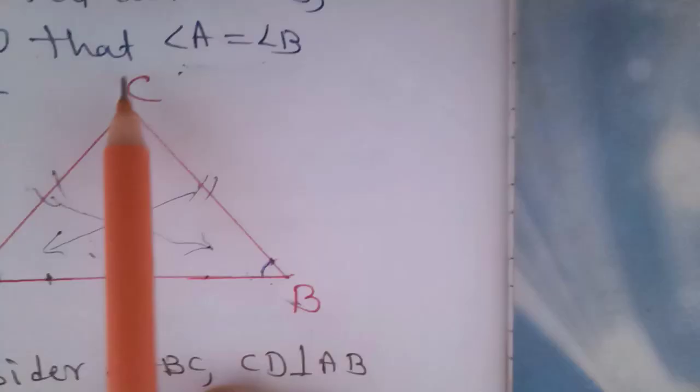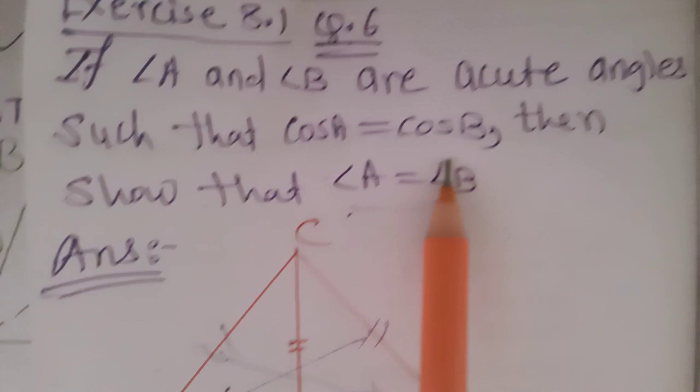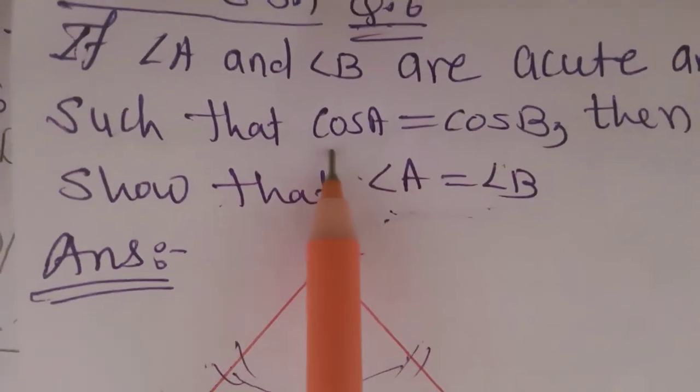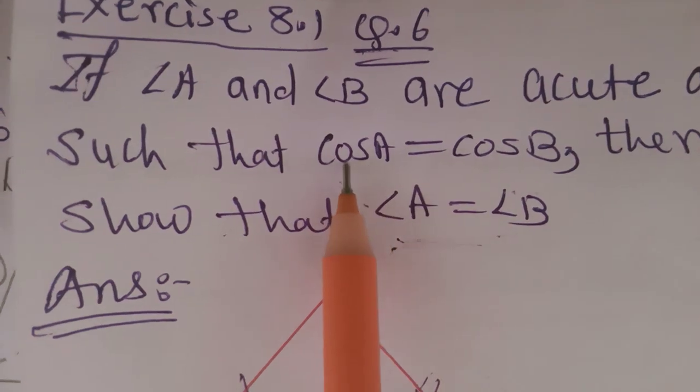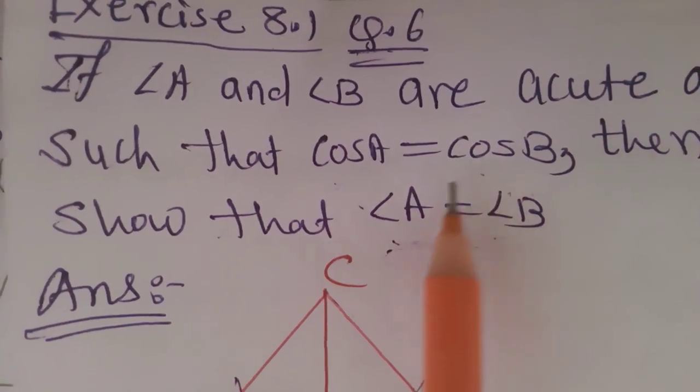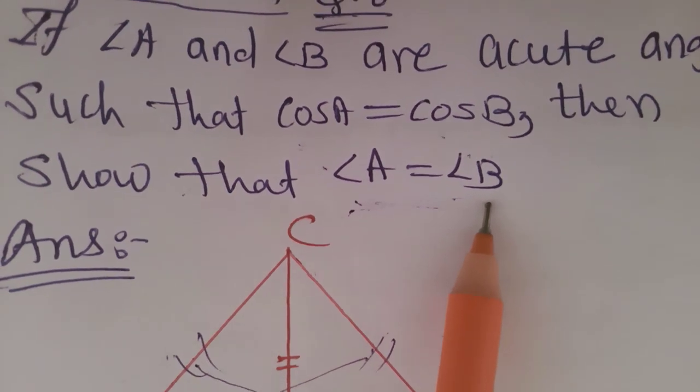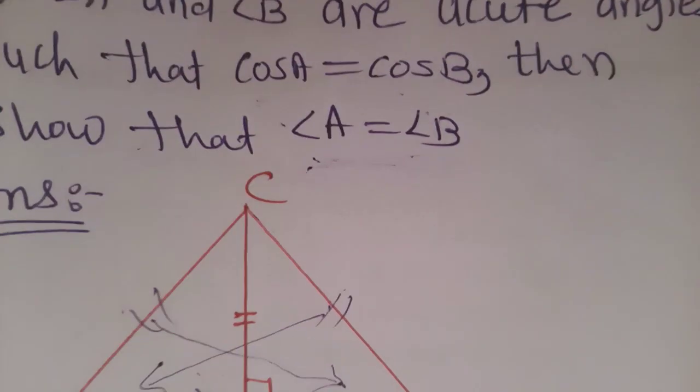In this question number 6 we have given that cos A is equal to cos B. A similar question is in your example. Solve the example in your NCERT, that is given sin A is equal to sin B and you have to prove angle A equals angle B. That we have to solve as homework.